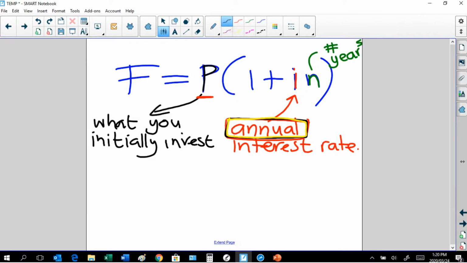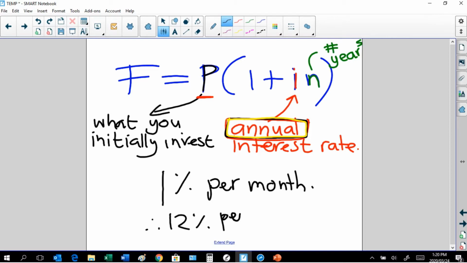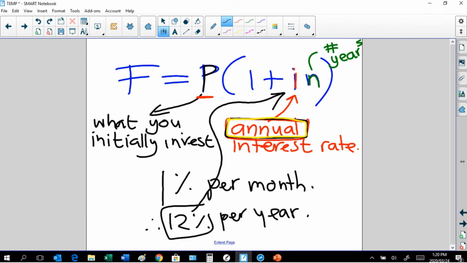So if they want to be funny and they want to tell you that you're investing at 1% per month, well then, guess what you're going to put into the I? If it's 1% per month, doesn't that mean times by 12? 12% per year. So the 12% is what you're going to put into the I, not the 1. Okay?